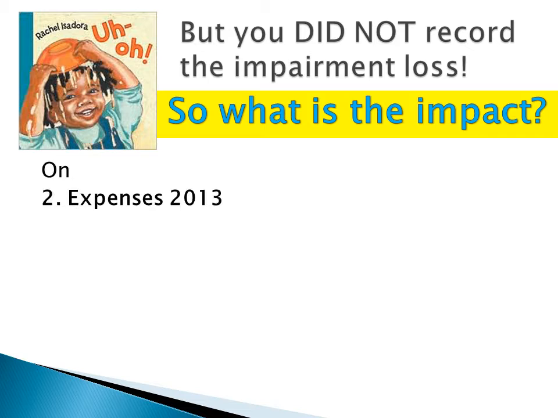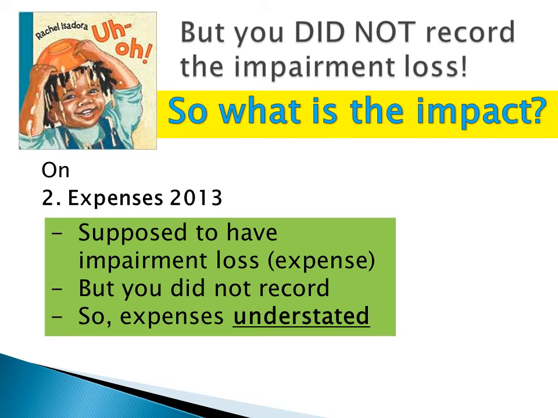Then what is the impact on expenses for the year 2013? Now you are supposed to have an impairment loss, which is an expense, right? But what did I say here? You did not record the impairment loss, and that was your error. If you had recorded it, of course, then there would be no error. Then you would have an expense of $50, which is the impairment loss.